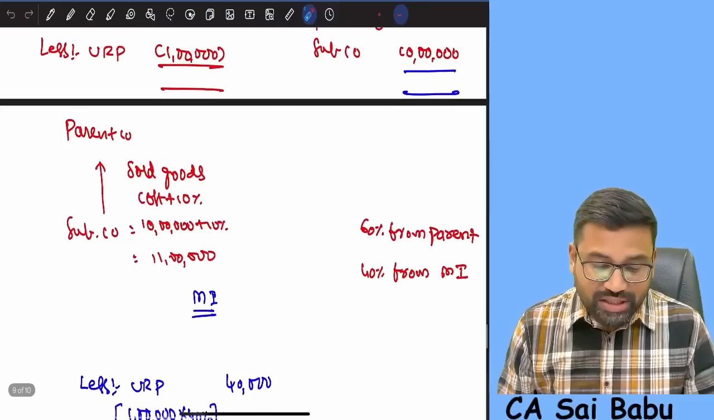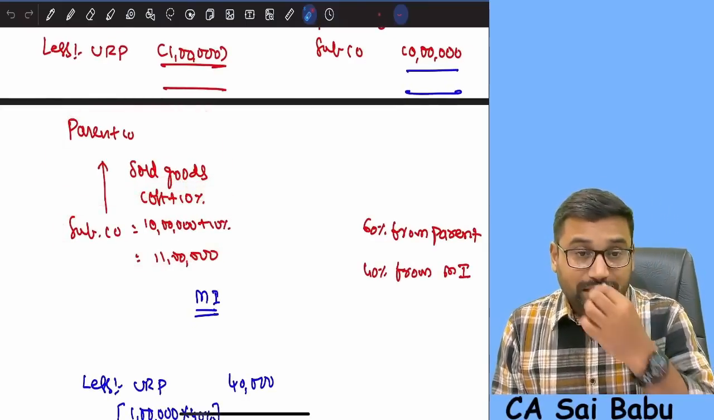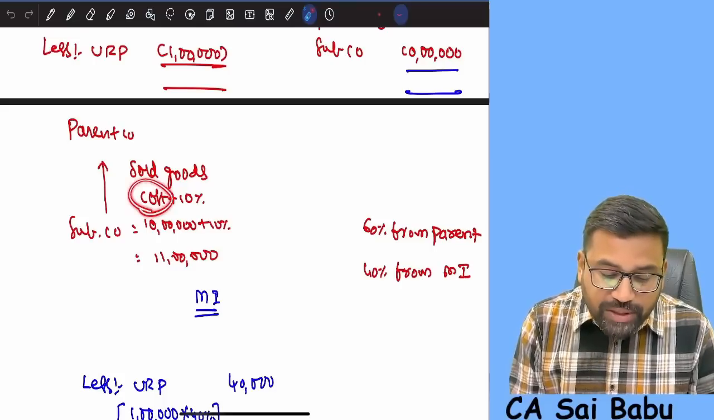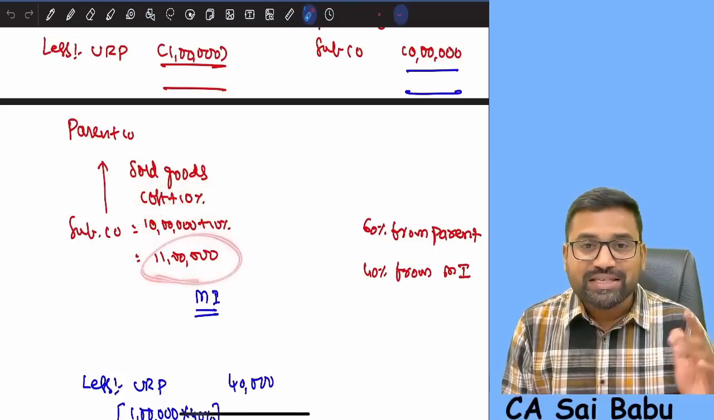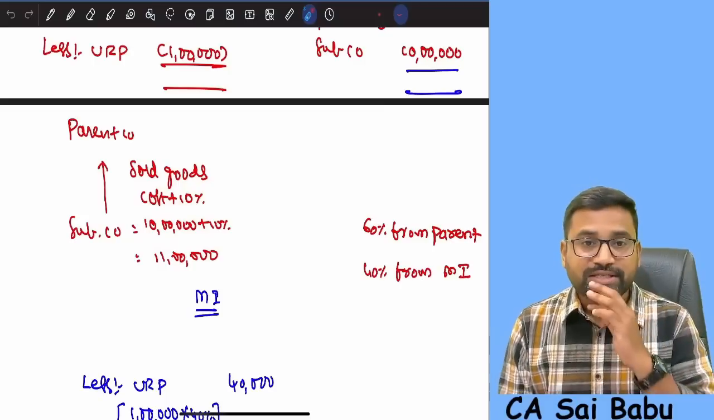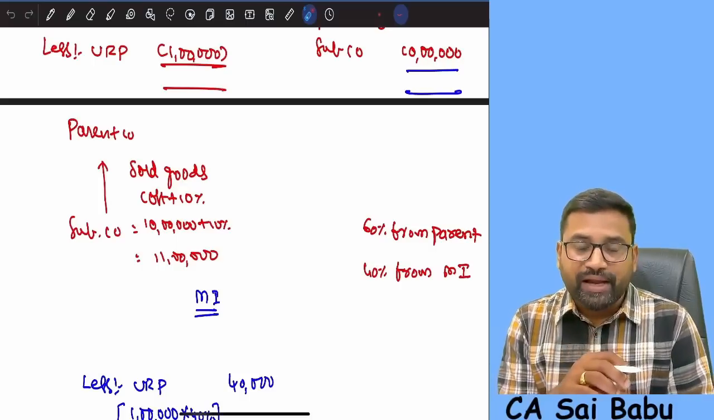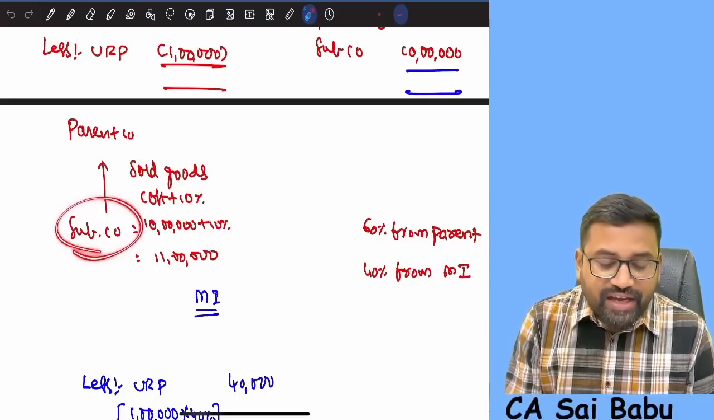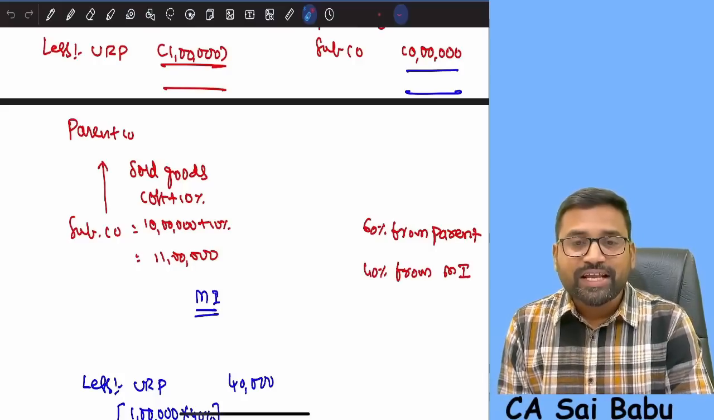Sir, suppose if subsidiary sold goods to parent, then important. Suppose subsidiary company is selling goods to parent, cost plus 10%. Cost is 10 lakhs, 10% profit, that is 11 lakhs is the sale value. Now important, listen to me carefully. When subsidiary sold goods to parent, now the profit is recognized by whom? Subsidiary. Subsidiary has recognized the profit.